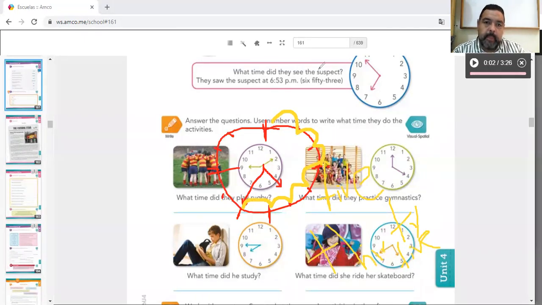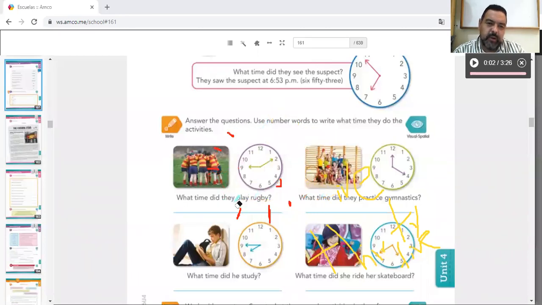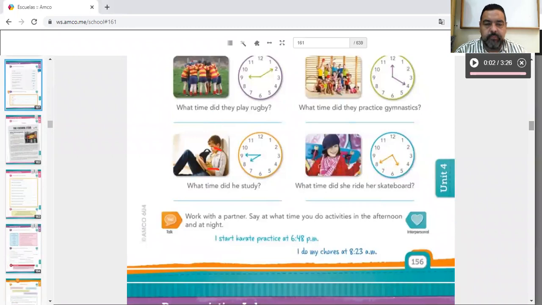Okay, kids? So this is simple for you. This is only like a review, so please go ahead and complete the whole exercise. And I said, if you have any questions, just let me know. Text me a message, a WhatsApp, or I don't know. You find out how to do it. So the last thing you have to do is work with a partner. Say at what time do you do activities in the afternoon and at night. Since we don't have a partner with us right now, I want to ask you to write this down, short sentences.